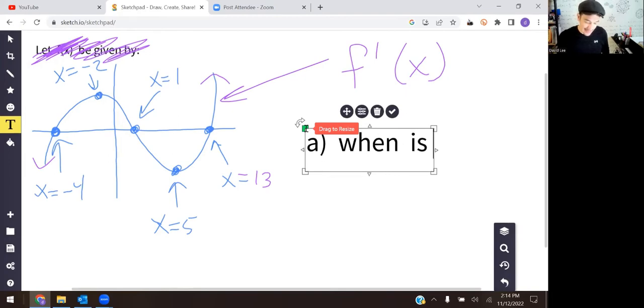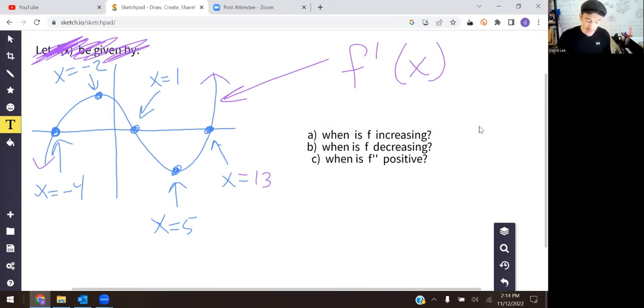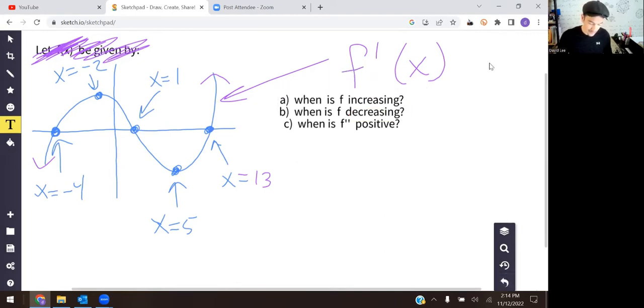When is f increasing? Part B, when is f decreasing? And then check this out for part C. When is f double prime positive? How about these three questions here? All right, let's grab this and leave this there.